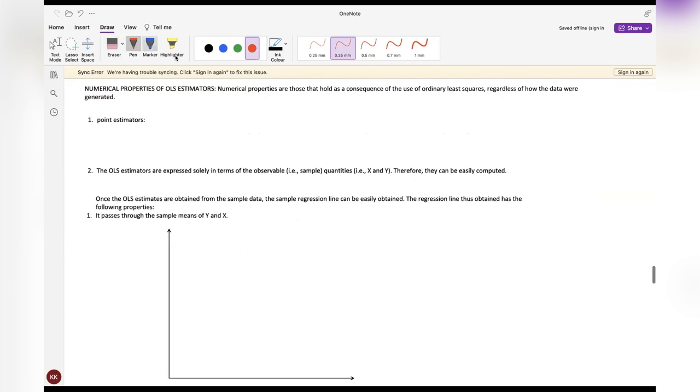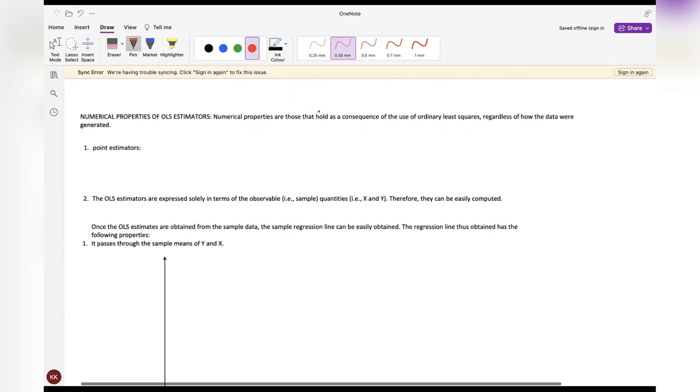The next topic that I will be discussing is the numerical properties of OLS estimators. Numerical properties are those properties which hold after we have applied the OLS method, regardless of how the data were generated. Some of the numerical properties of these OLS estimators beta naught hat and beta 1 hat are, first, that they are point estimators.